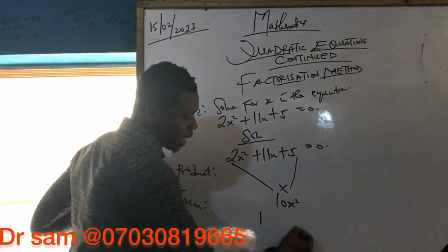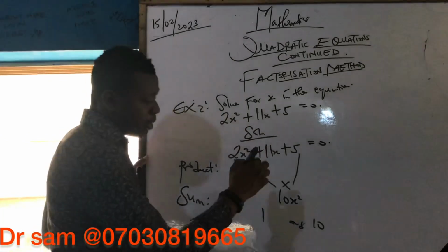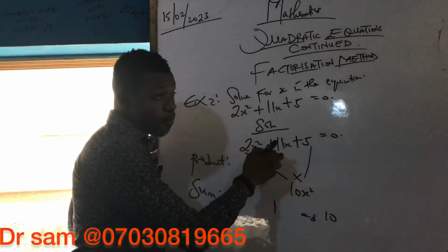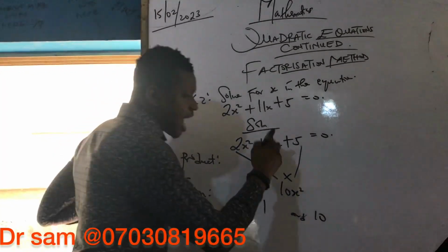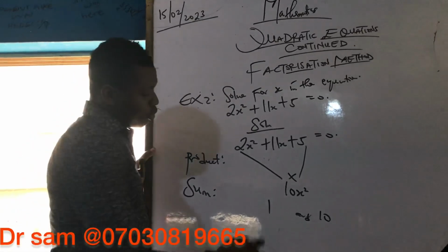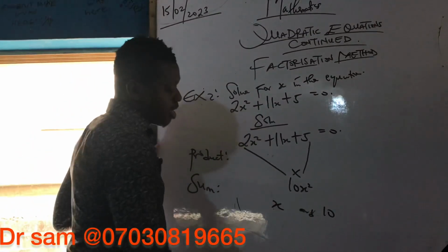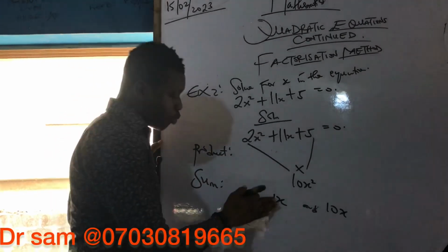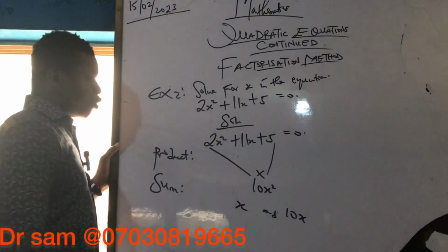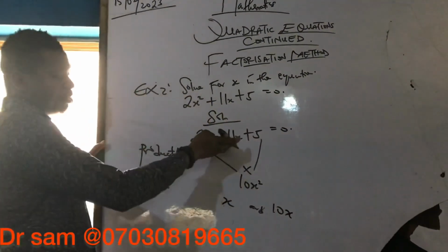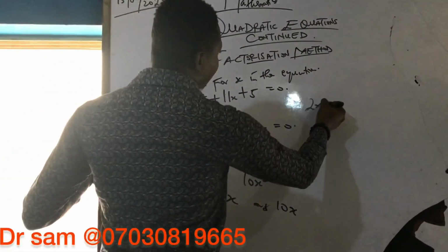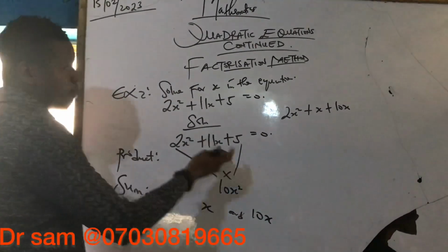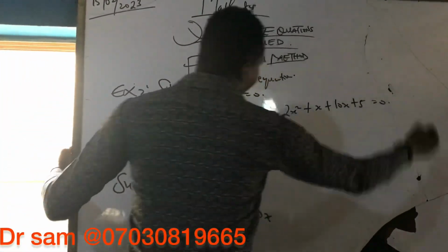Now, factors of 10 such that the sum will give us 11. That should be 1 and 10. If I multiply 1 times 10, I get my product, 10. 1 plus 10 gives me the sum, 11. Then I need to attach the variable. So here can be x and here should be 10x. There's nothing like 1x, so it's just x. All right, so we substitute this for the sum, and that will become 2x squared plus x plus 10x plus 5 equals 0.